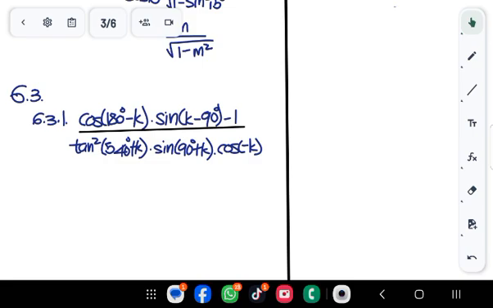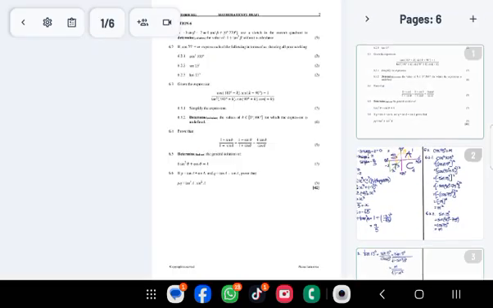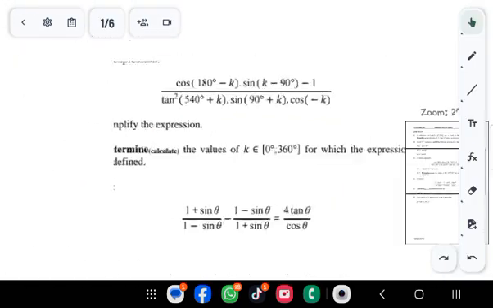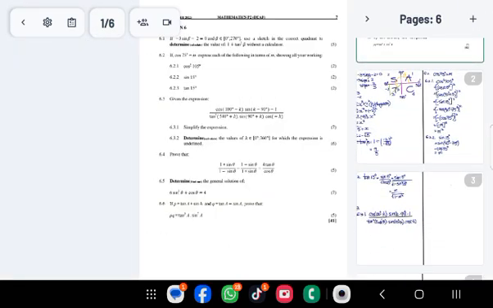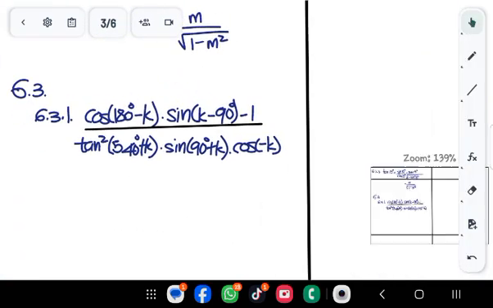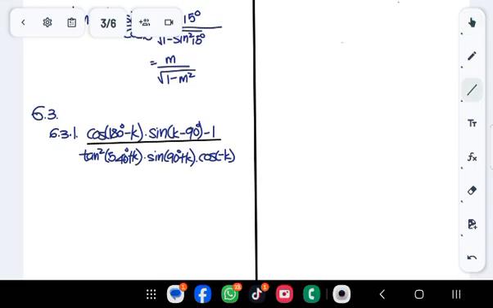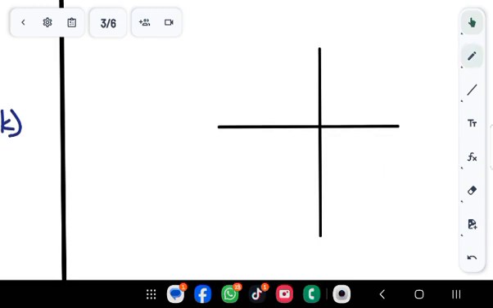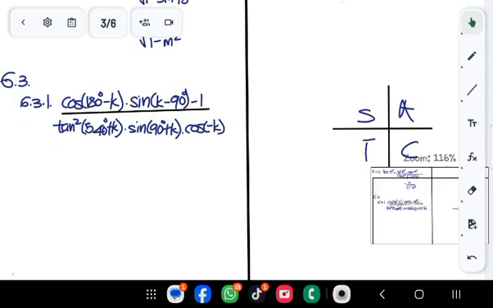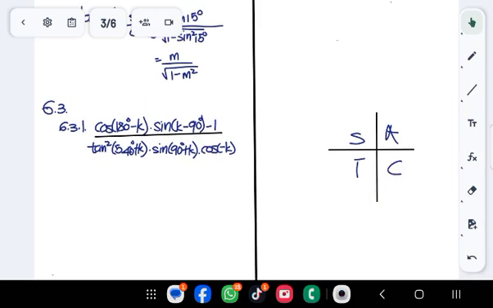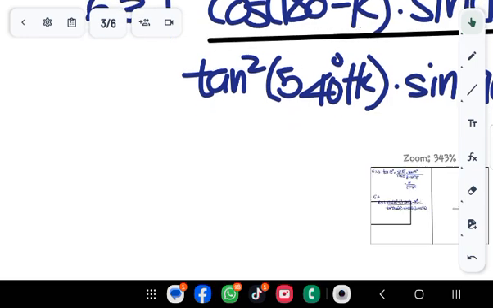All right, let's just double check the question. Okay, yes, it is squared. All right, now let's reduce. According to the cos diagram, let's draw the cos diagram so we can work this one out. Cos of 180 minus k. 180 minus k lands us in the second quadrant, and cos is negative there, so that will be negative cos of k.